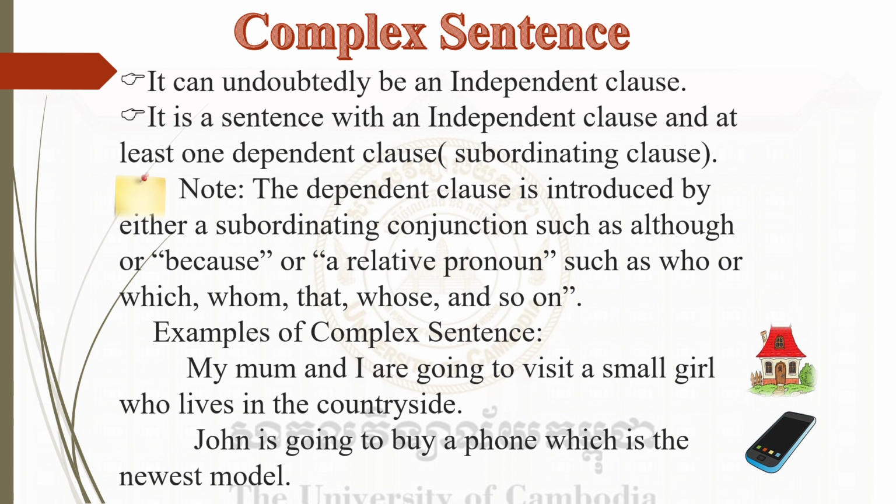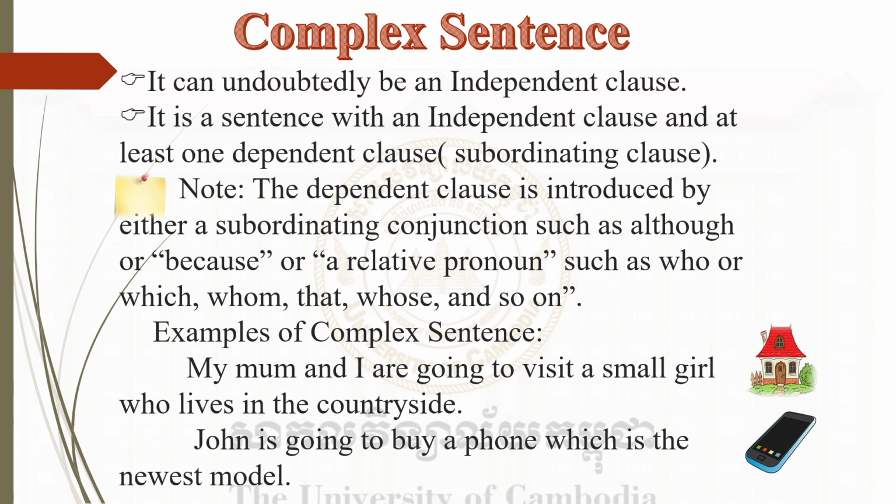And look at the example of a complex sentence. My mom and I are going to visit a small girl who lives in the countryside. So you can see the sentence, my mom and I are going to visit a small girl, is an independent clause, and we use it with another dependent clause. Who lives in the countryside is a dependent clause. So when an independent clause is used with another dependent clause, it is called a complex sentence.